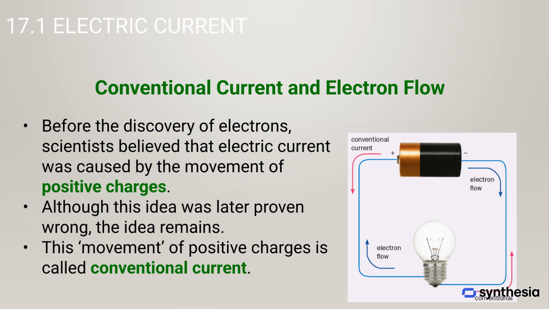Scientists believed that electric current was caused by the movement of positive charges. Although this idea was proven wrong, the idea is still useful. This movement of positive charges is called conventional current.